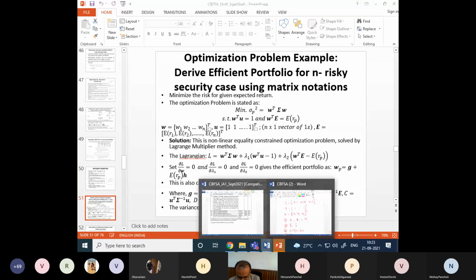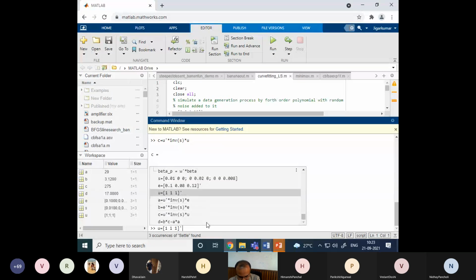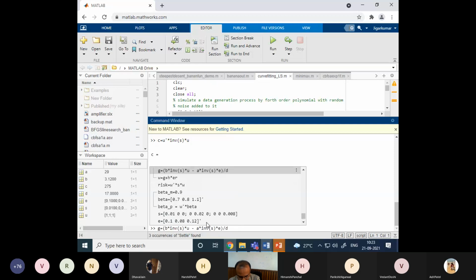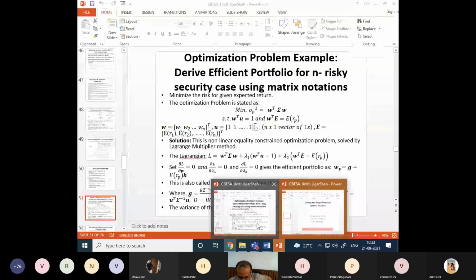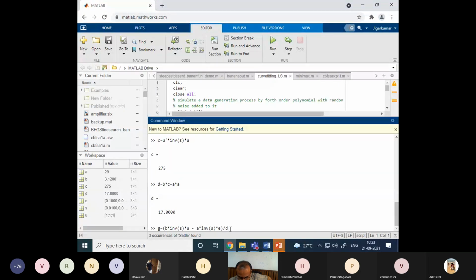So I have to write it. Yeah. So you can see how I have written B sigma inverse U minus A sigma inverse E divided by D, because all things are known. You can compare this again with B sigma inverse U minus A sigma inverse E. It is there? Yes. Press enter.